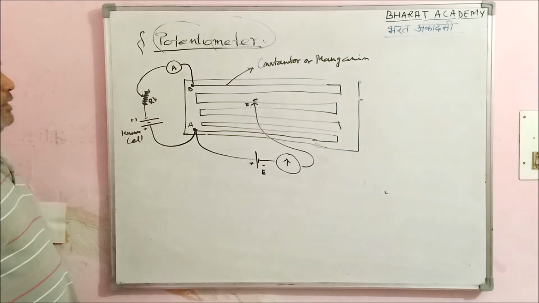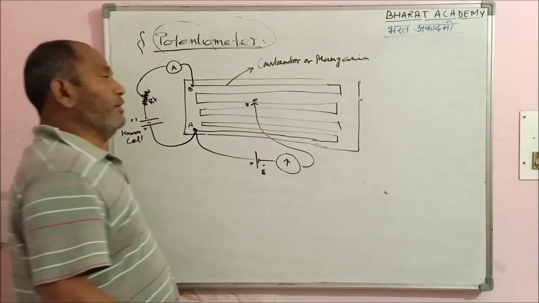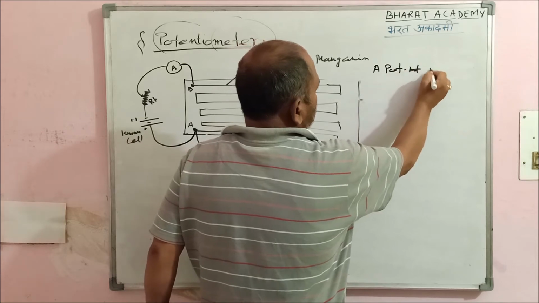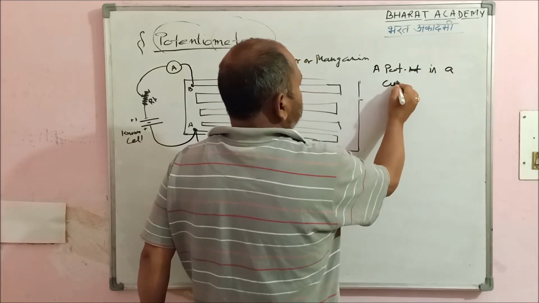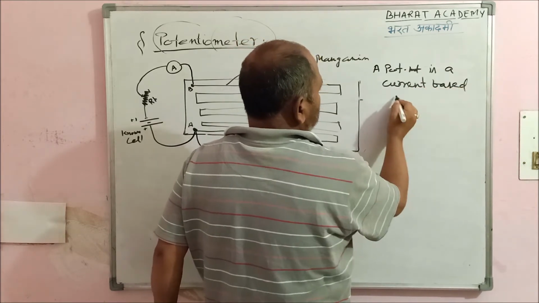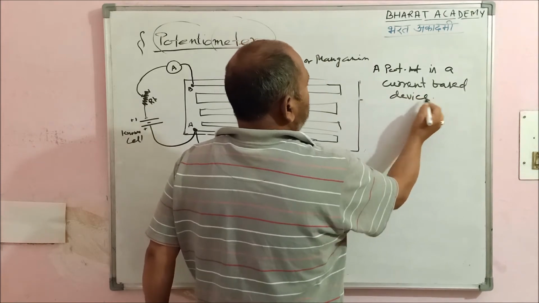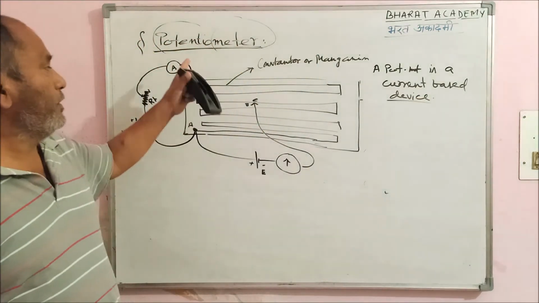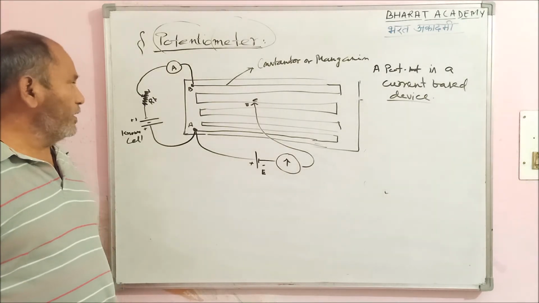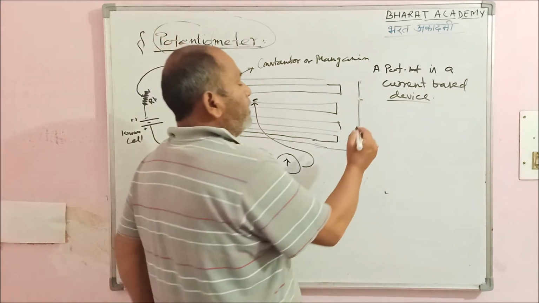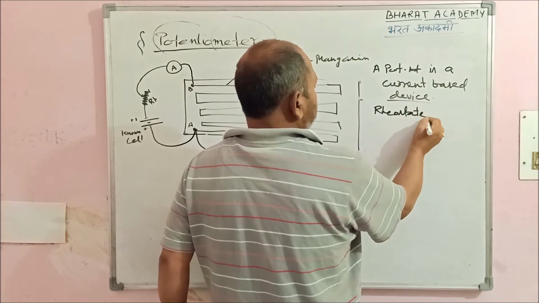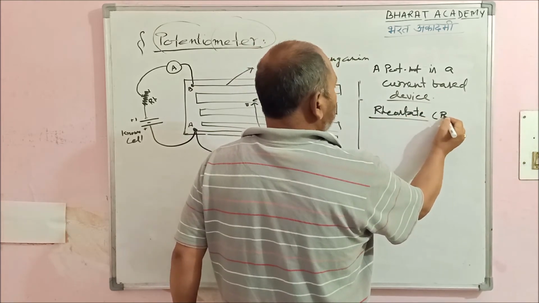Now what is happening? Before starting this experiment, remember, a potentiometer is a current based device. Sometimes they do ask this. That's why we use the rheostat, in order to make a constant flow of electric current. One more thing, repeatedly I am saying rheostat. We denote it with RH. Its symbol is like this.